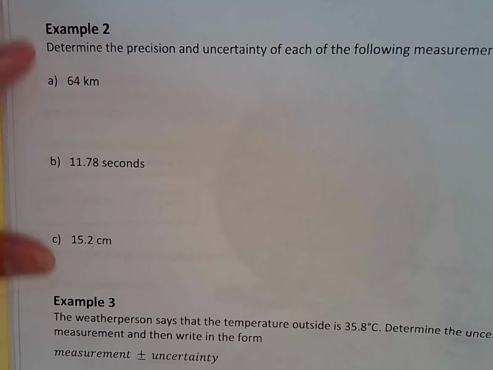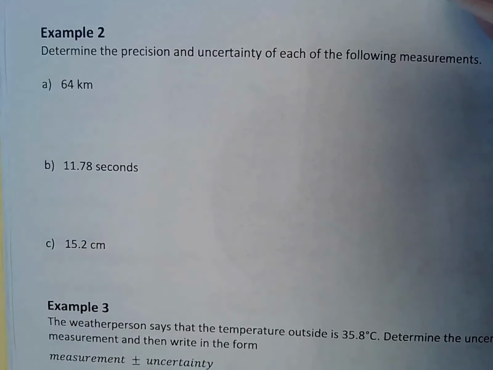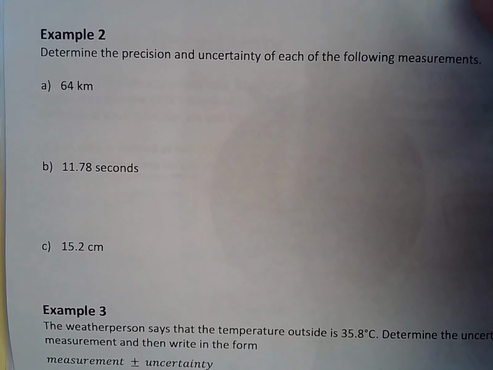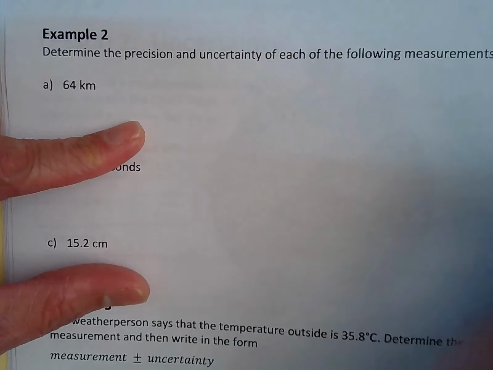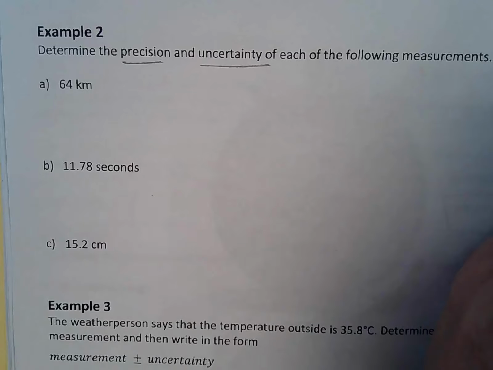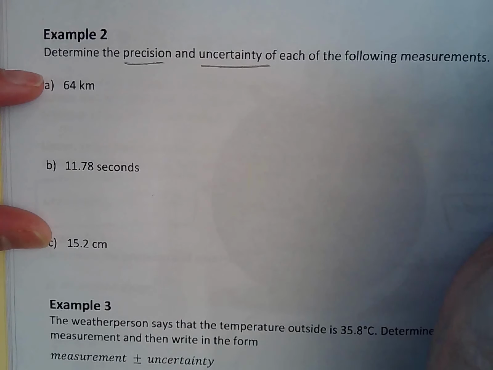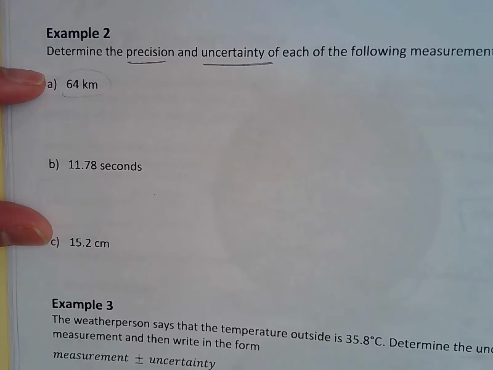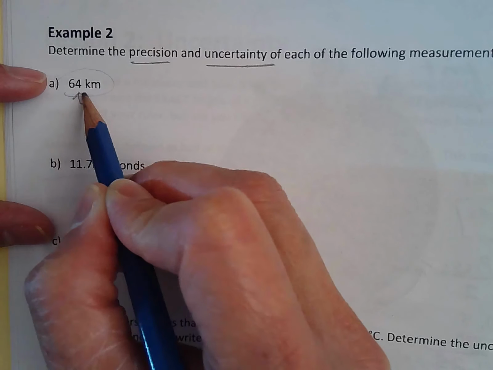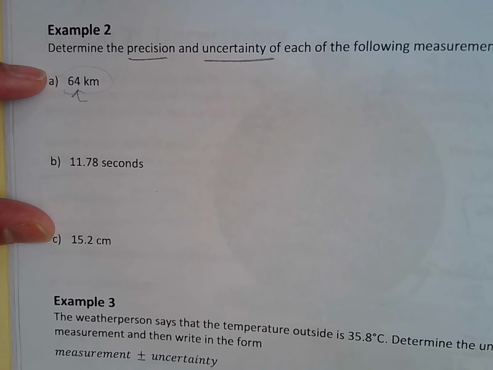Now this one, how can we figure out the precision and uncertainty for this one? Well, because we don't have a measuring device, we can't count the number of tick marks, so how can we figure out the measurement? How can we figure out the precision and uncertainty for this one? Okay, this is how I look at it. When a number is just given to us, what we need to do is look at the lowest place value. What's the smallest value?